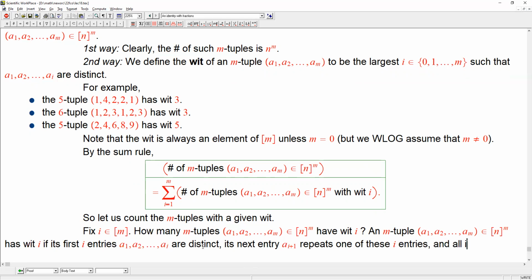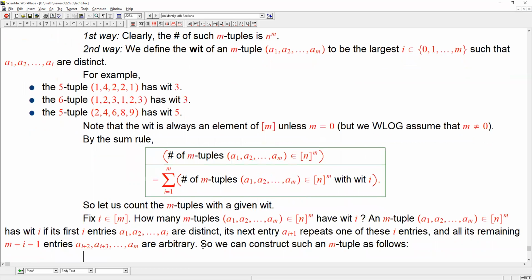And finally, all its remaining m minus i minus 1 entries, so a_{i+2}, a_{i+3}, dot, dot, dot, a_m, are arbitrary. They can be distinct, they can be non-distinct, they can be whatever. So we can construct such an m-tuple as follows. First, we choose its first i entries.